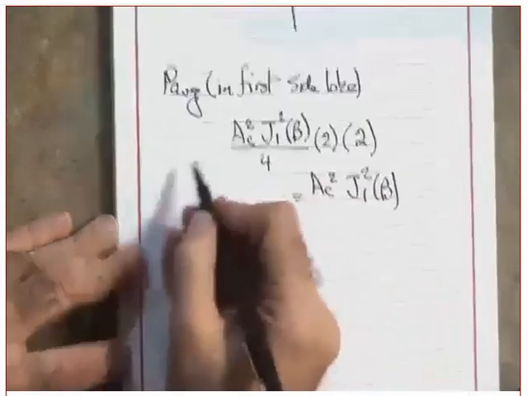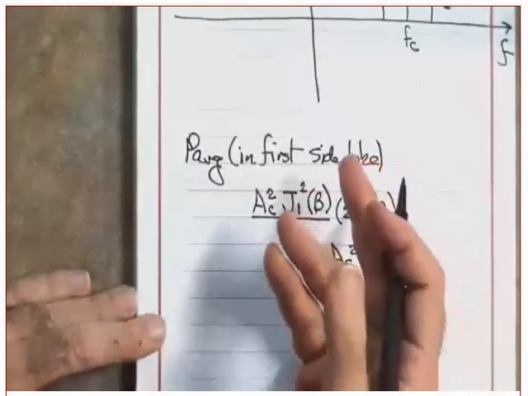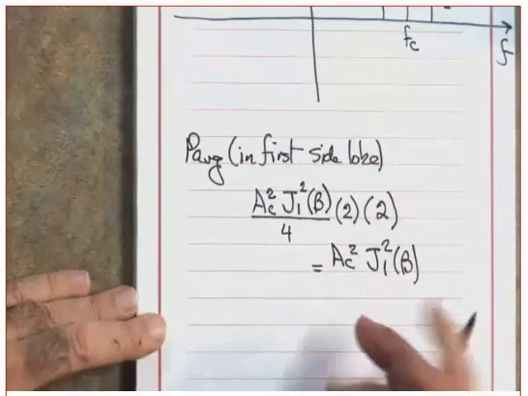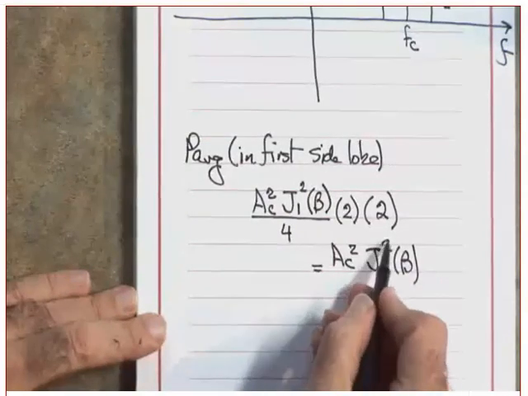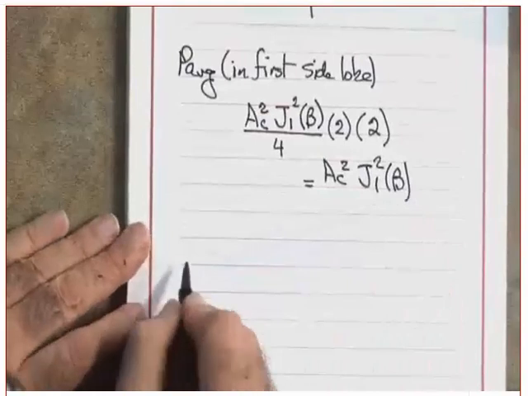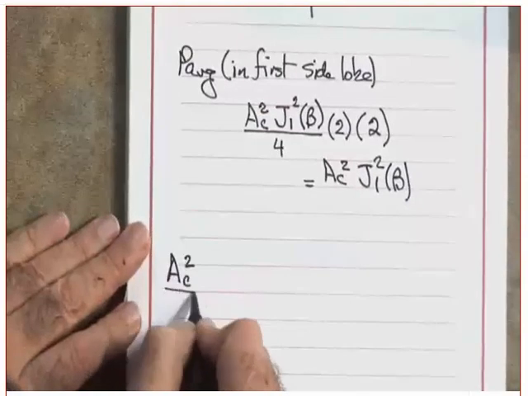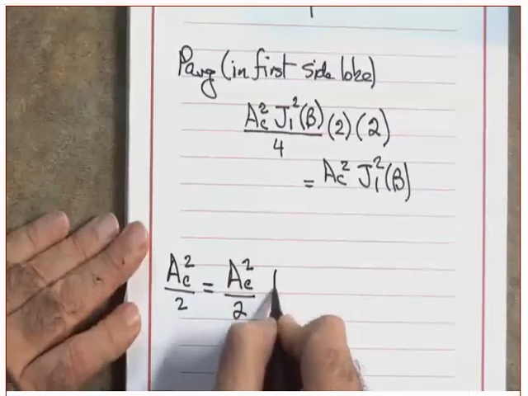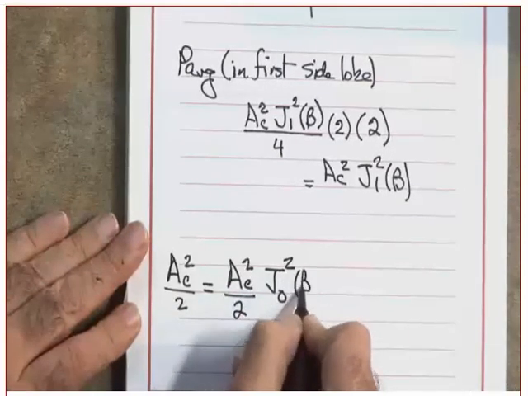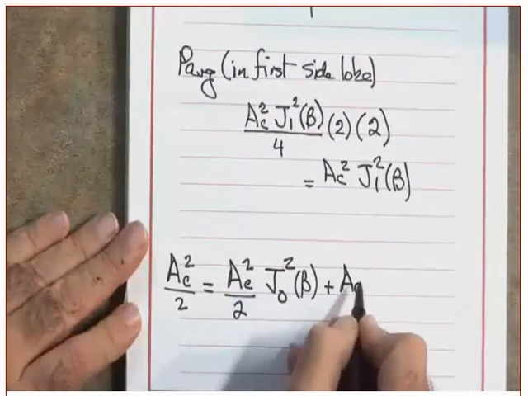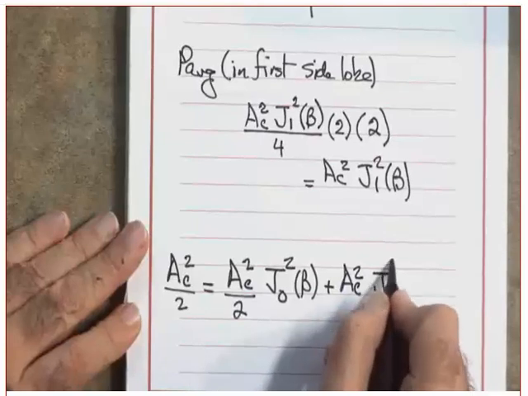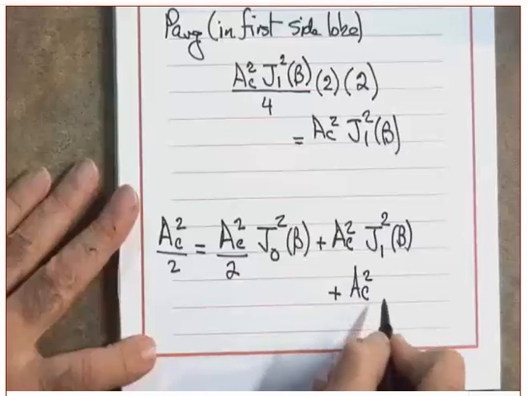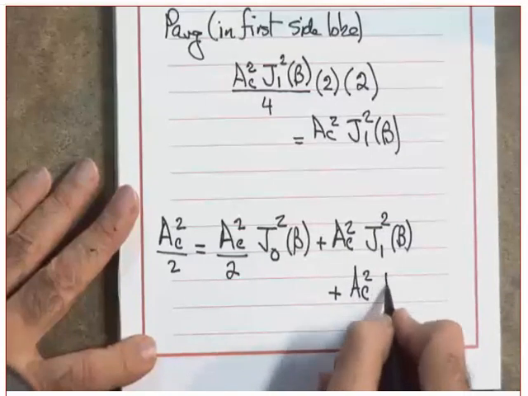Now tell me, by the way, what is the average power in the second harmonic, in the second side lobe? This one will become J2 of beta. You agree? Same equation, but it's J2 square of beta. Agree? Now what do I have? AC square over 2 is equal to what? AC square over 2 times what? Plus what? AC square times what? Plus? Help me.